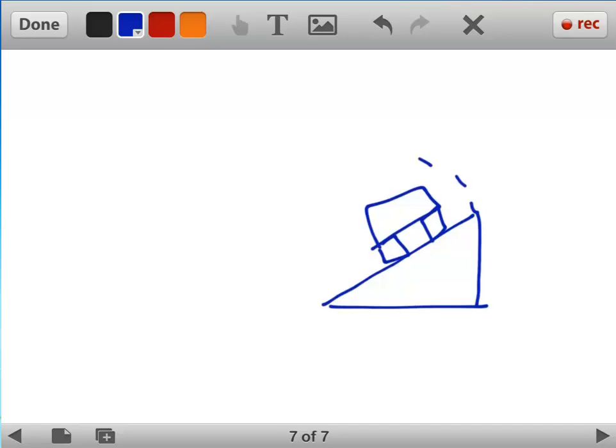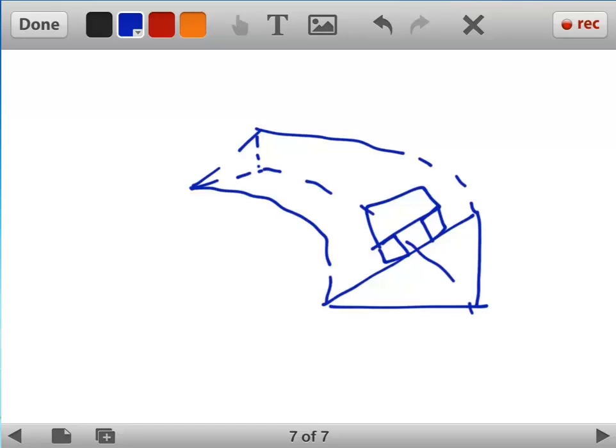Now, imagine that the road actually curves around like this. I'm a horrible artist, but okay. So you're coming around this curve, and what's the idea? Why would we want a banked curve? How could that possibly help us?